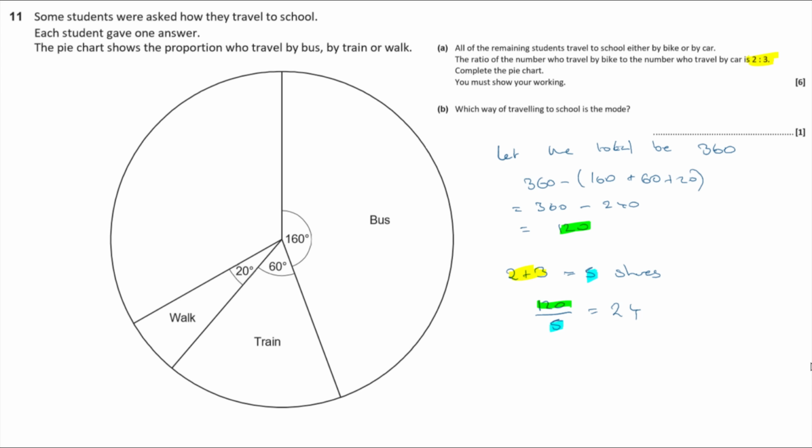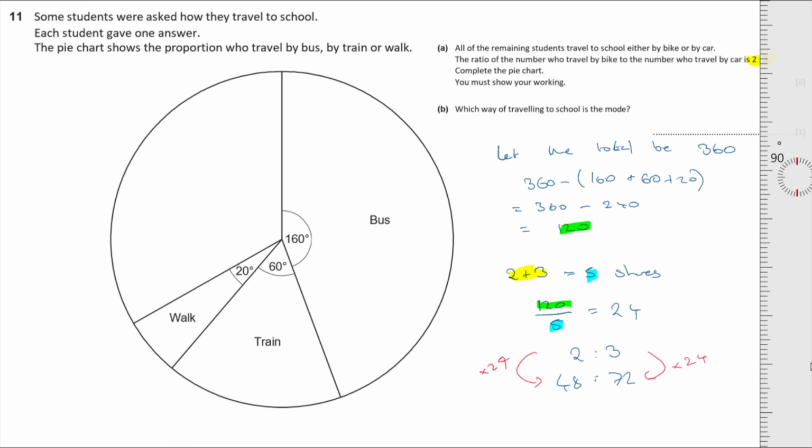So then taking our original ratio of 2 to 3 and scaling it up by a factor of 24 on both sides. So 2 times 24 is going to be 48, and 3 times 24 is going to be 72. You might want to just double check that adds up to 120, which it does. So I'm going to have to divide this up now into a 48 degree angle and a 72 degree angle.